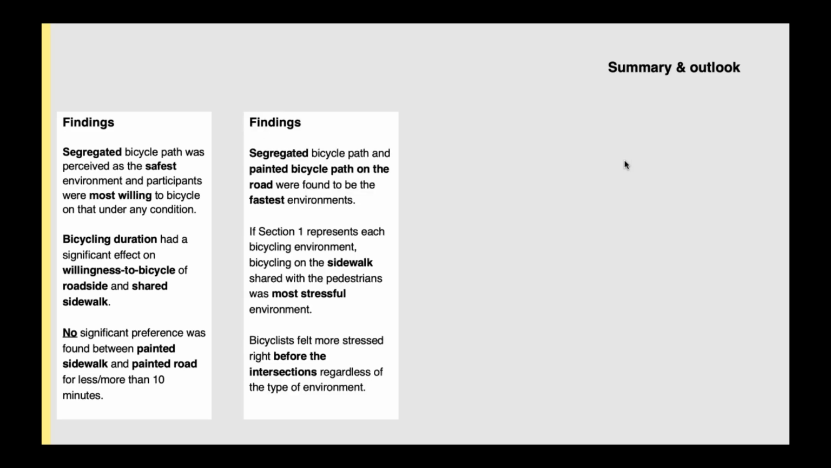Segregated bicycle path and painted bicycle path on the road were found to be the fastest environments based on the data that was collected by the bicycle simulator. And if we consider section 1 as a representative of the bicycling environment's stress level, sidewalk shared with pedestrians was most stressful.